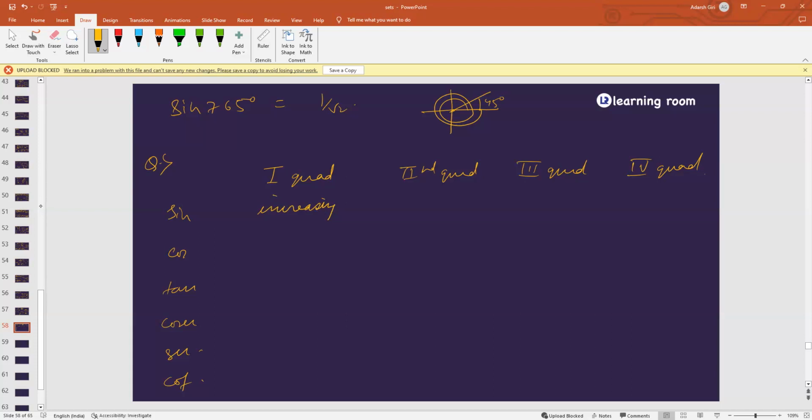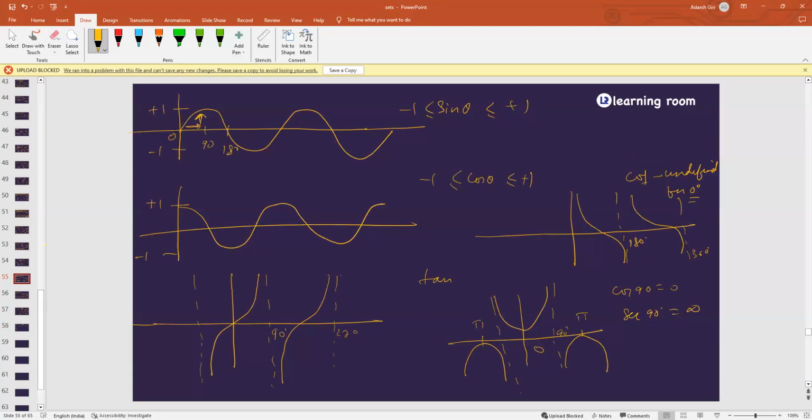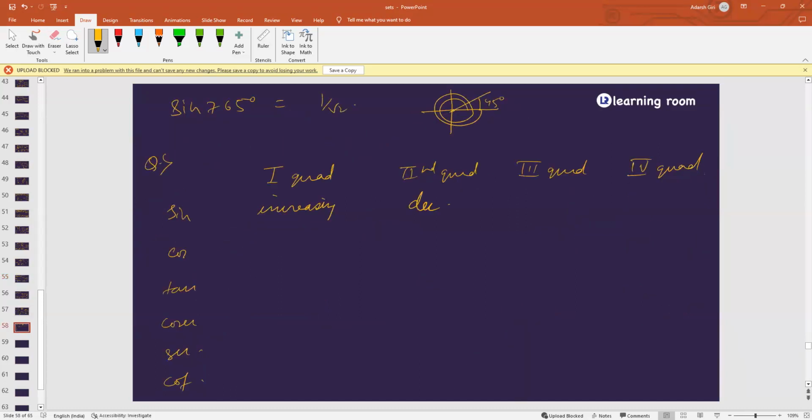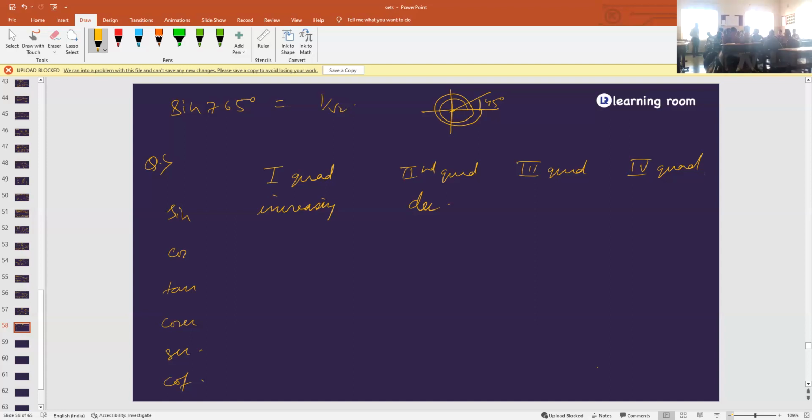Similarly, you have to find it for the second quadrant. In the second quadrant, that is 90 degrees to 180 degrees, as the angle increases the value of sine is decreasing from 1 to 0. So that is a decreasing function in the second quadrant. Like that, you have to fill this table. Draw this table and do it as homework.